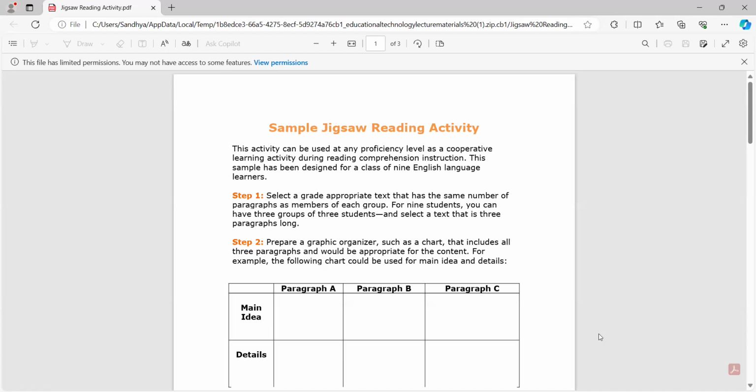Let's see why. Now, when you conduct jigsaw activities, jigsaw reading activities, it can be reading, it can be writing, whatever. It can be any subject. I don't think it is possible in mathematics, but there are possibilities. Even if it is a science lesson, it is possible. Even if it is a language class, it's possible. So this is what you are supposed to do.